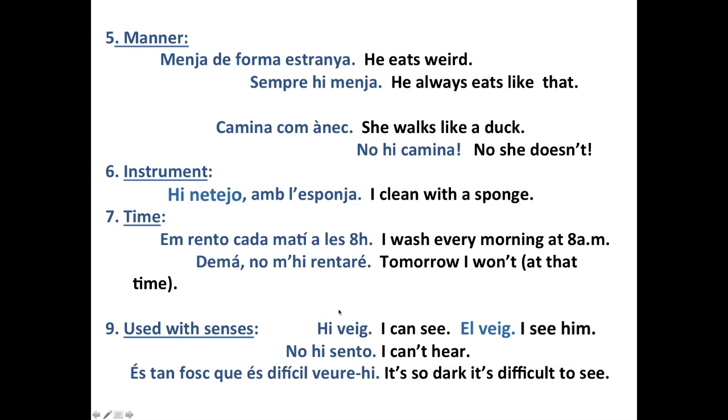Use with senses. This is important because it can mean something different every time you use it. But basically, "hi veig" means I can see, in the sense of I'm not blind, I have the ability, the sense of sight. No hi sento, I can't hear. It means that I'm probably deaf. And it would be different if you were to say I can't see him, which would be "no el veig", or I can't hear her, "no la sento", for example. Another example, es tan fosc que és difícil veure-hi. It's so dark, it's difficult to see. Veure-hi, since veure is used in the sense of the senses, you would have to include "hi" in this. Sometimes you wouldn't have to, but it's just an example of how you would include it.